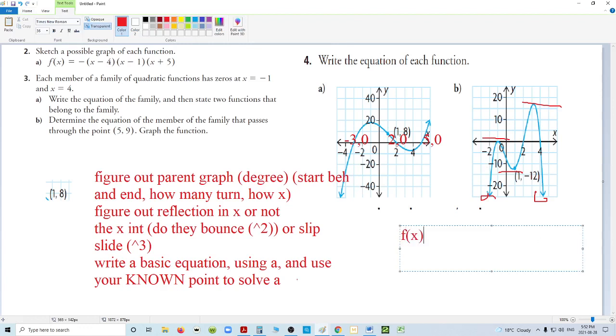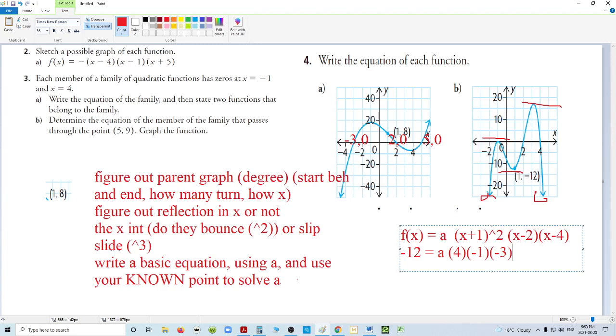So I can do f of x is equal to a, x plus 1, and I know that's going to be squared because it bounces. And then it's going to be x minus 2 and x minus 4. Then I'm going to solve for a by knowing the clean point they give me is 1 comma minus 12. So if I put in 1 here, I get 2 squared. 2 squared is 4. 1 minus 2 is minus 1. And 1 minus 4 is minus 3.